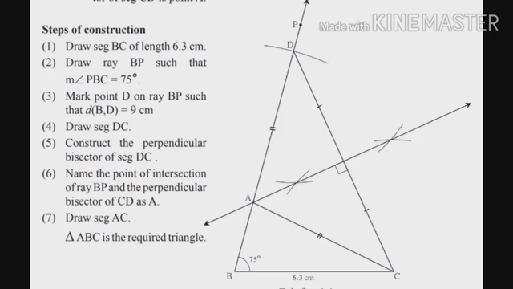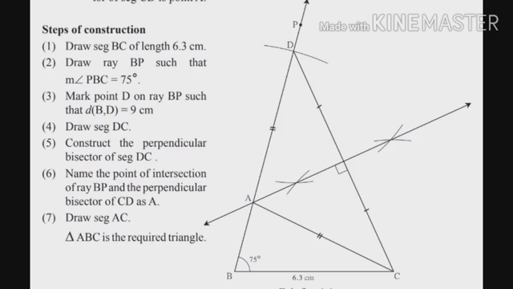Third step, take point D on the ray BP. That means you can take any point, but here we take point D on the ray BP such that distance of point D from B is 9 centimeter, as the sum of two sides is given to you 9 centimeter. So by taking that measurement, that means sum of two sides, cut this ray at 9 centimeter and take the point D at 9 centimeter. Okay, third step. Now the next, fourth step is draw segment DC, that means join point D with C.